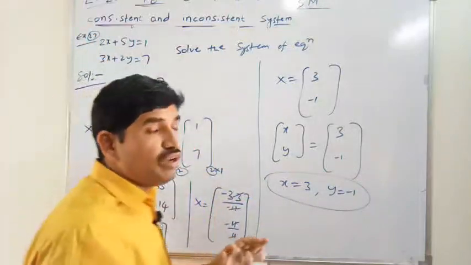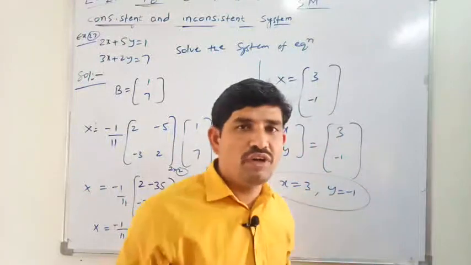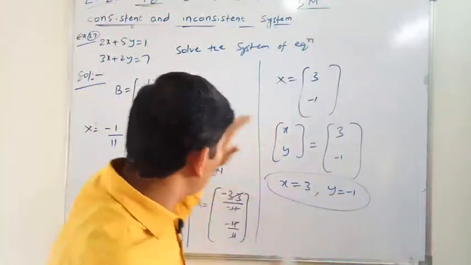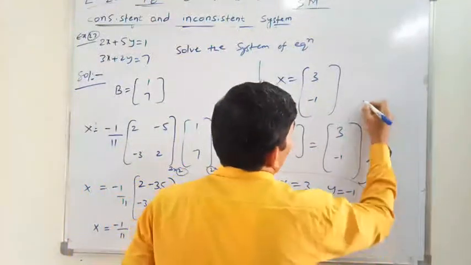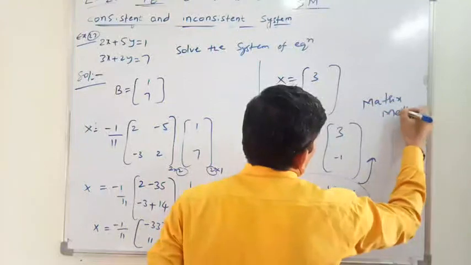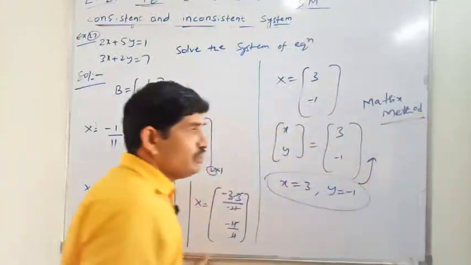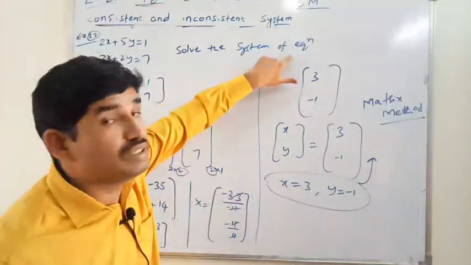This is the way we are finding the solution of a system of equations. In 2 variables we have completed. Remember, whatever method we are doing here is actually the matrix method. What is that? Matrix method. Remember.